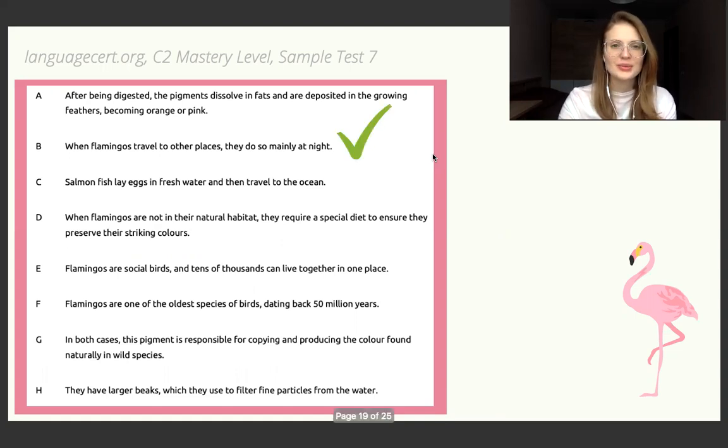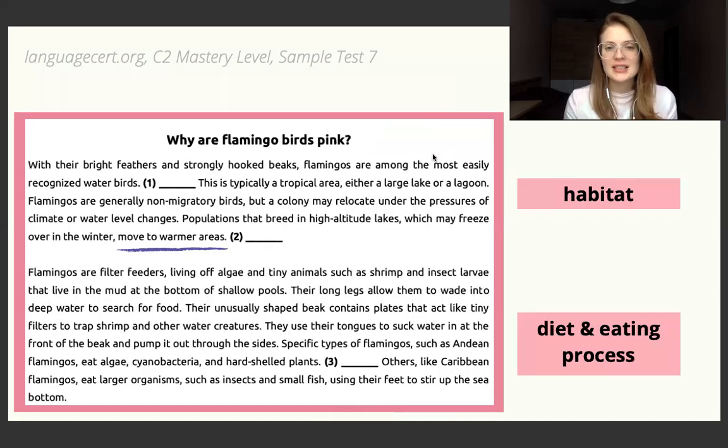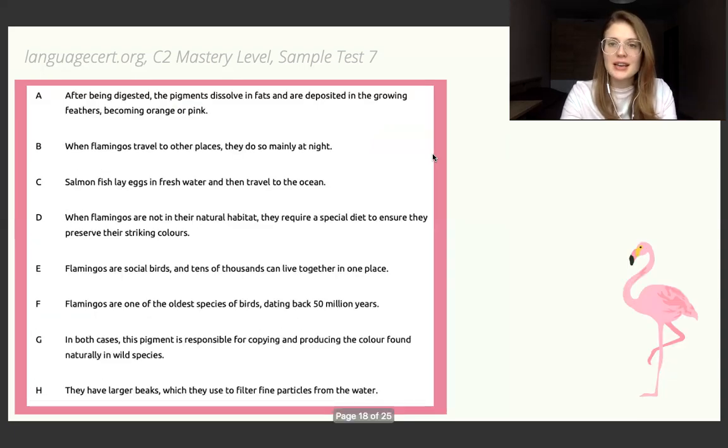Okay, so let's look at what we have. It's B: "When flamingos travel to other places, they do so mainly at night." So, coming back, we see that in case the weather conditions are not appropriate for flamingos, they move to warmer areas. And here we have an explanation, some additional information, that they do it mainly at night. They migrate, they travel, they change the place of their habitat. So this is it. I'm not going to talk about other passages. I hope now you get the point of how you should approach gap texts.